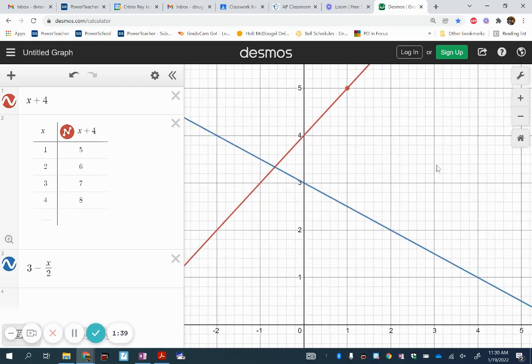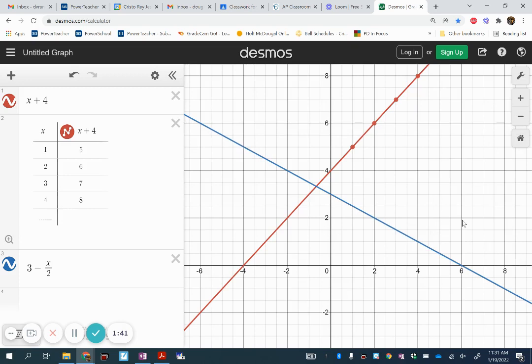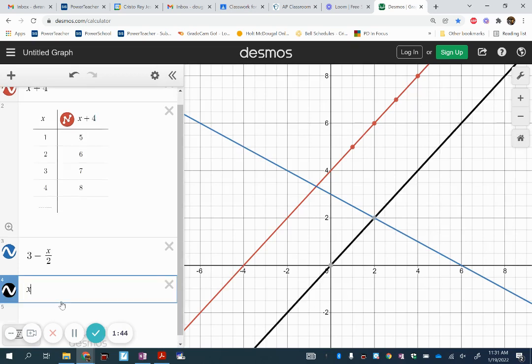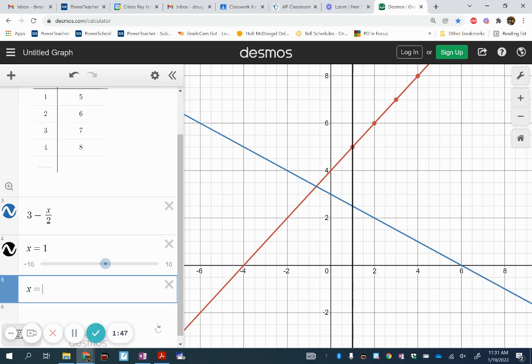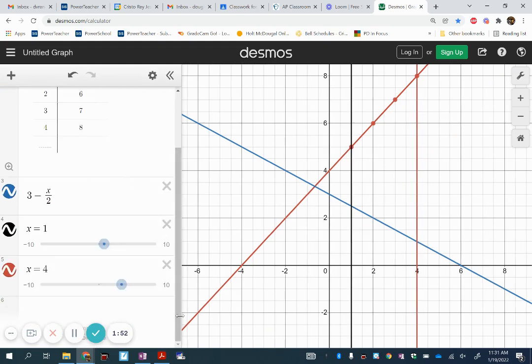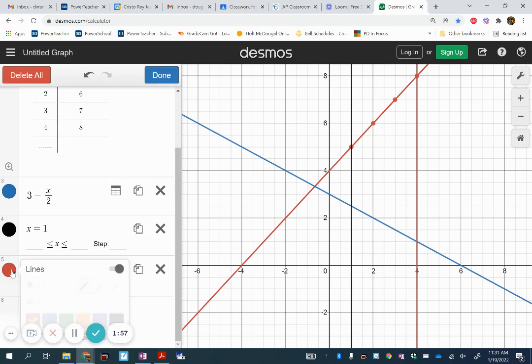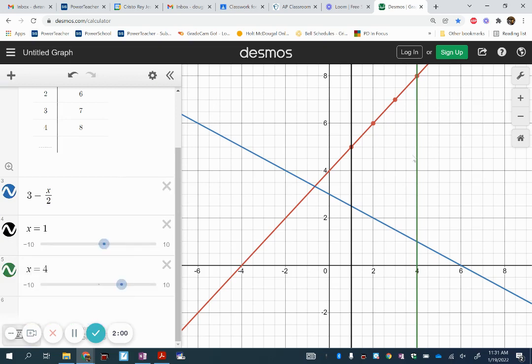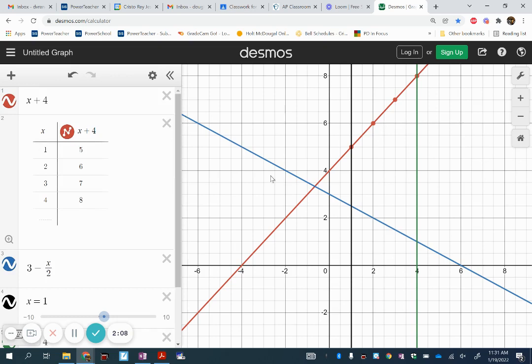Let me zoom out a little bit. There we go. You can see we have x equals 1 and x equals 4. Once you look at it, you can see the shaded area between 1 and 4 between the two curves. The one in red is x plus 4, and the one in blue is 3 minus x over 2. Between 1 and 4, the red one is always above the blue one.